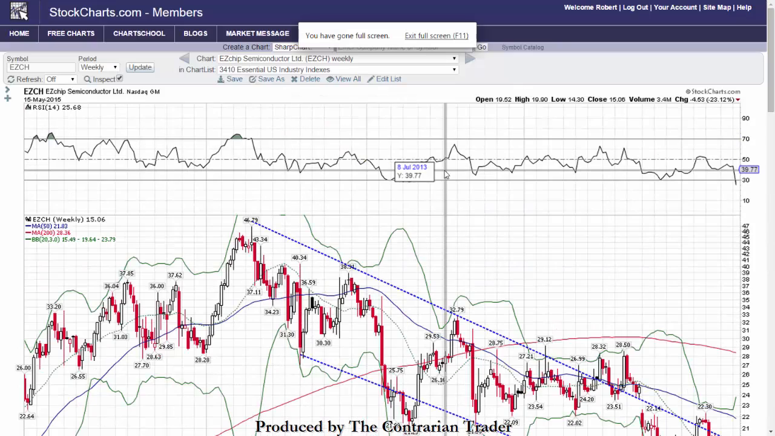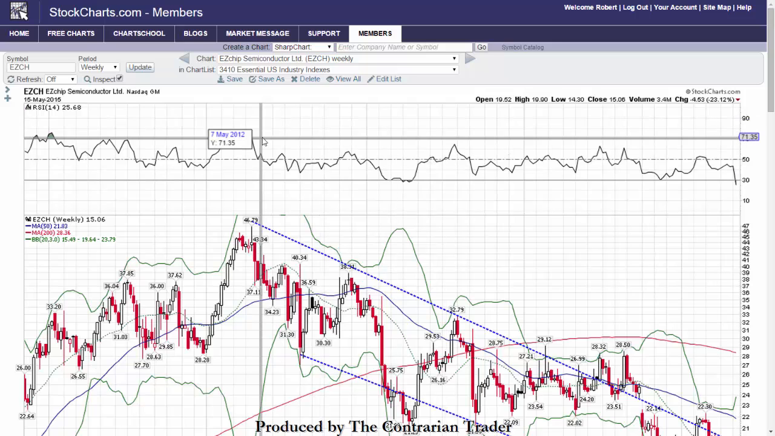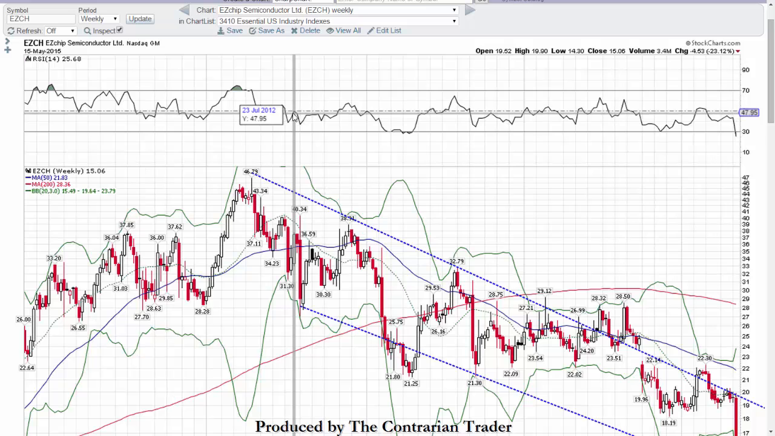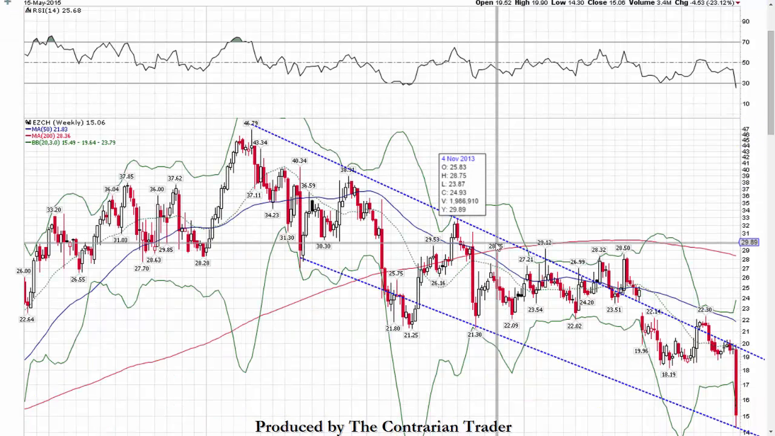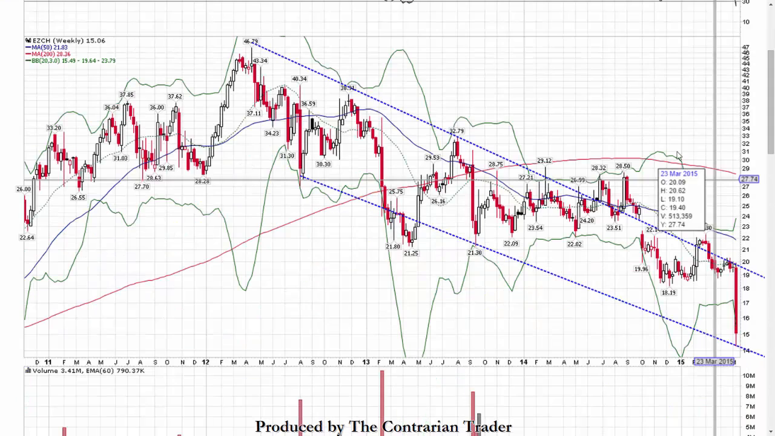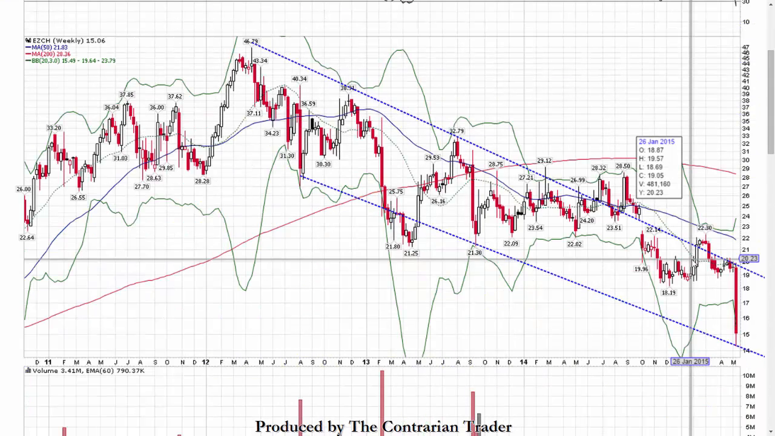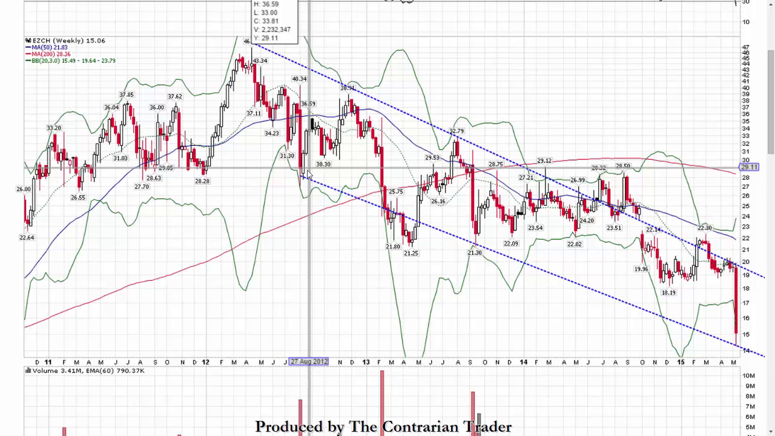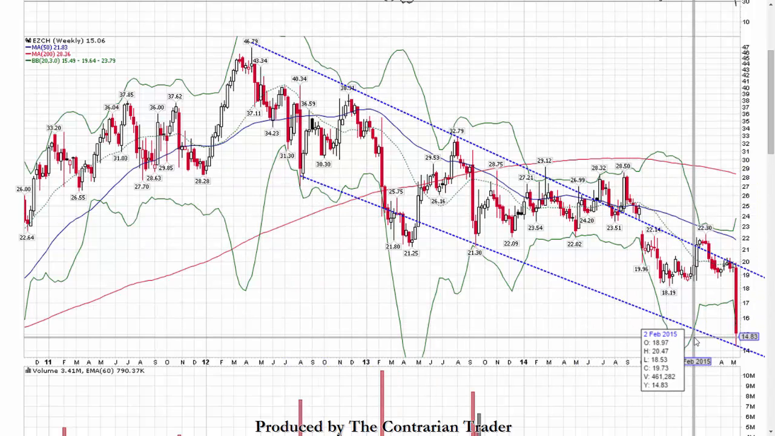Okay, next stock up is EZCH Semiconductor, EZCH, if you want to pull it up on any charting software. Now, this is the value of using weekly charts. Again, it eliminates the noise of the daily charts, and it allows you to identify historic support and resistance levels. You draw your upper band of the declining downtrend line, and you draw the lower band of the declining downtrend line, and you watch and you wait. There's no need to go sitting in front of your computer all day long watching the chart. That's the beauty of contrarian trading.